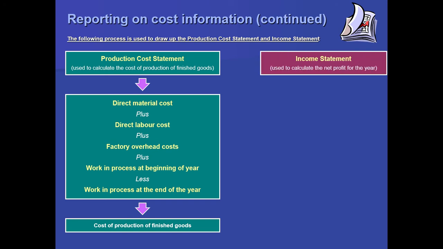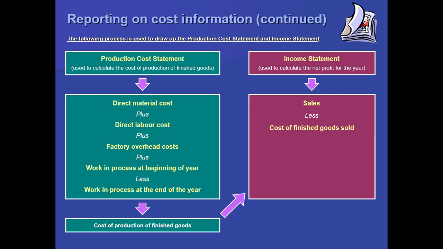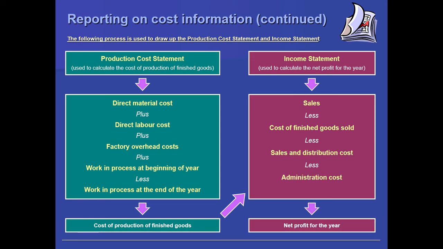All right, and under income statement you will have sales minus cost of sales, but note that cost of finished goods will form part of cost of sales, right? Part of it, obviously, and then you're going to less selling and distribution and administration cost to determine your net profit for the year.